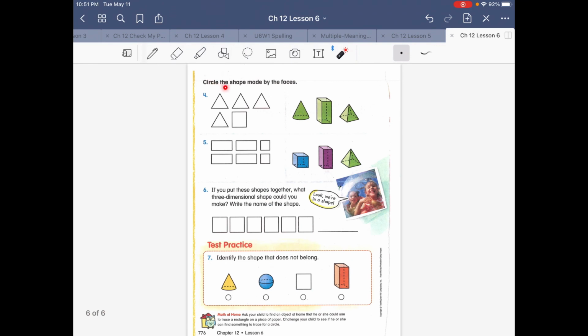And on the back side, circle the shape made by the faces. So we're looking at these 4, 1, 2, 3, 4 triangles and a square. Circle the cone, the rectangular prism, or the pyramid that is made from those shapes. And then what is made from these shapes? You have 1, 2, 3, 4 rectangles and 2 squares. Does that make a cube? Does it make a rectangular prism? Or does it make a pyramid?